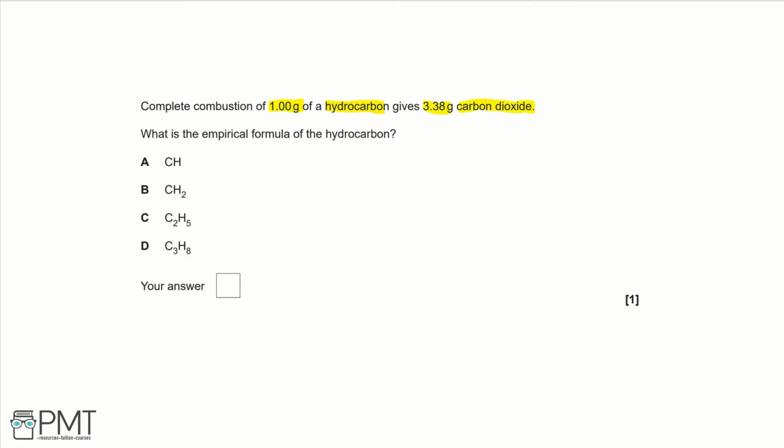We don't need to highlight that it's complete combustion, because with complete combustion you form carbon dioxide, and with incomplete combustion you form carbon monoxide. But we're already told we're forming carbon dioxide, so we don't really need to worry about if it's complete or incomplete combustion in this question. And then we also need to highlight that we want the empirical formula. So if our answer is C2H2, we can simplify that to CH, for example.